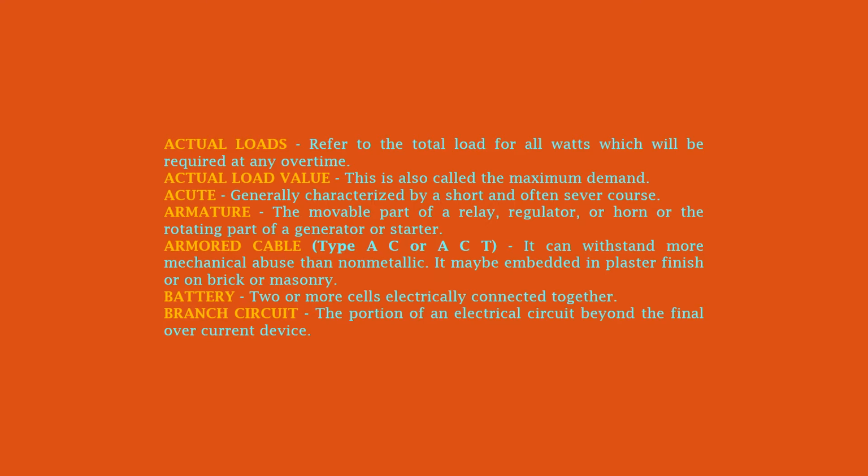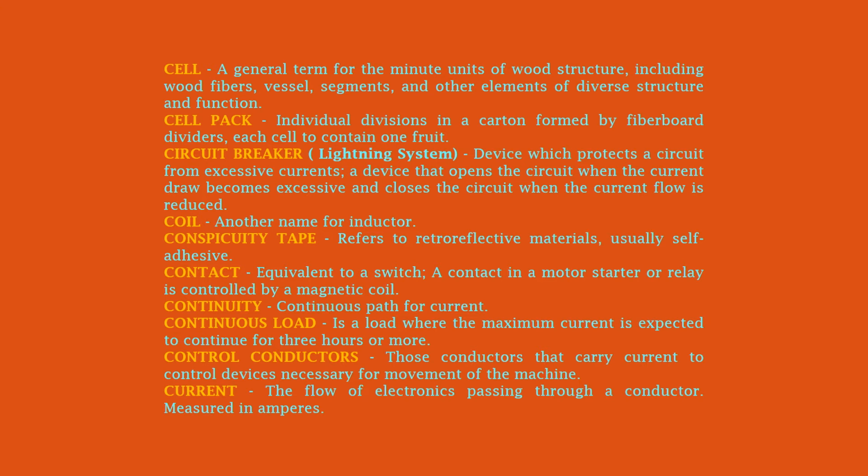Battery. Two or more cells electrically connected together. Branch circuit. The portion of an electrical circuit beyond the final overcurrent device. Cell. A general term for the minute units of wood structure, including wood fibers, vessel segments, and other elements of diverse structure and function. Cell pack. Individual divisions in a carton formed by fiberboard dividers, each cell to contain one fruit.